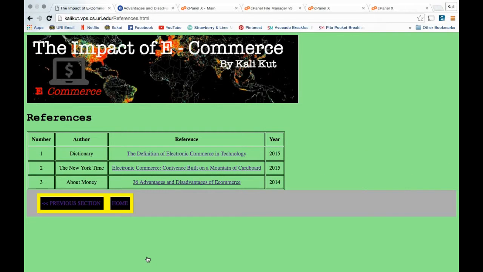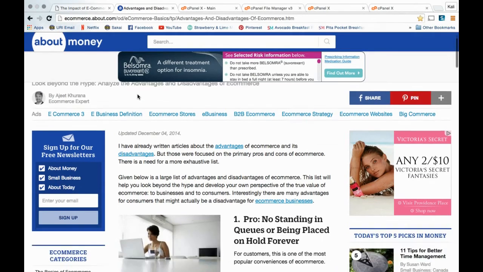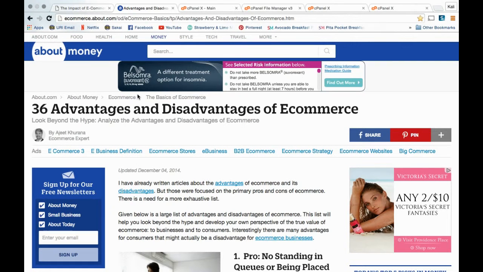Lastly, we will look at the reference page. These are three of the main references that I used to complete my page. The one that I found the most helpful and to have the most information was reference number 3. This was found on aboutmoney.com and was titled 36 Advantages and Disadvantages of E-Commerce. I found this really touched upon many aspects of e-commerce that are often overlooked. It gave me a great background and really helped me to build my page.